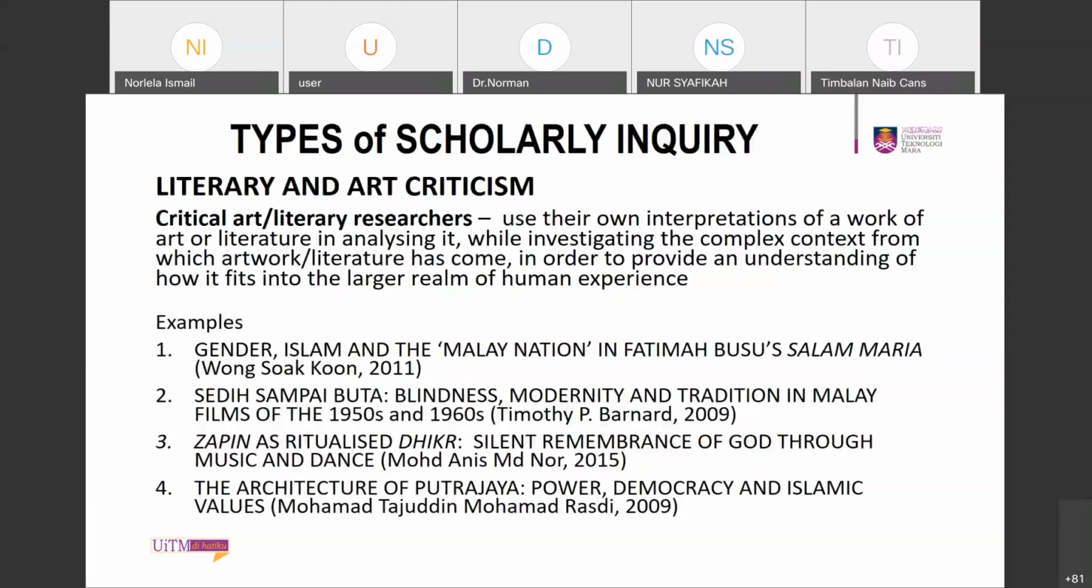So next, I would like to share with you the types of scholarly inquiry or types of academic research that are normally pursued in the field of the humanities or in the arts and humanities. The first one is literary and art criticism.